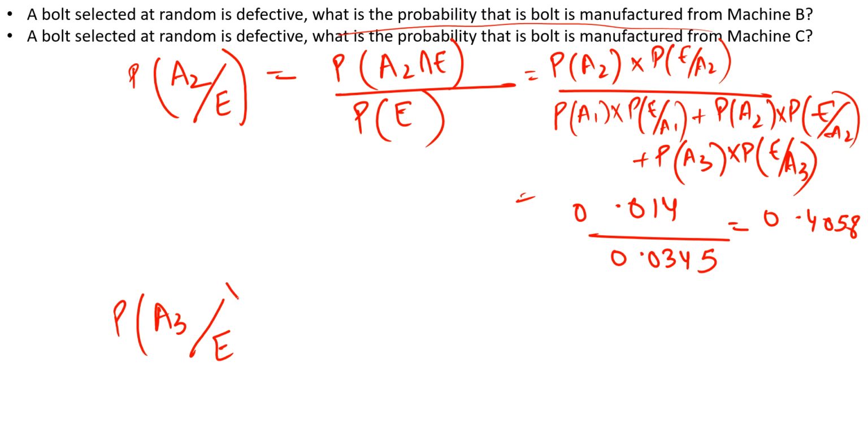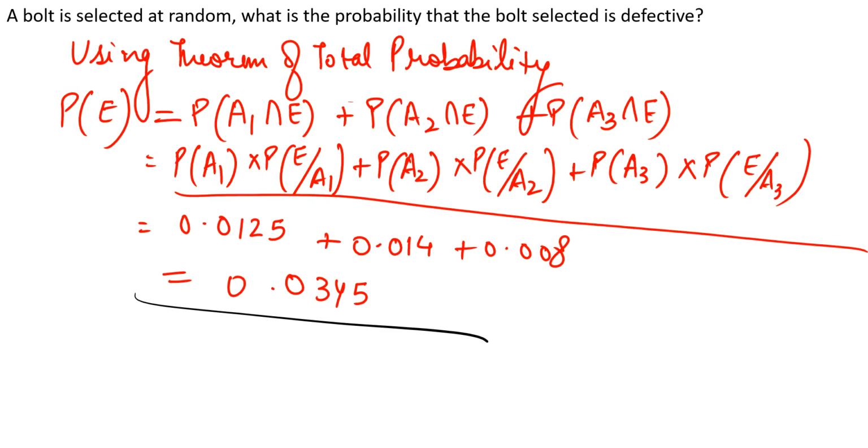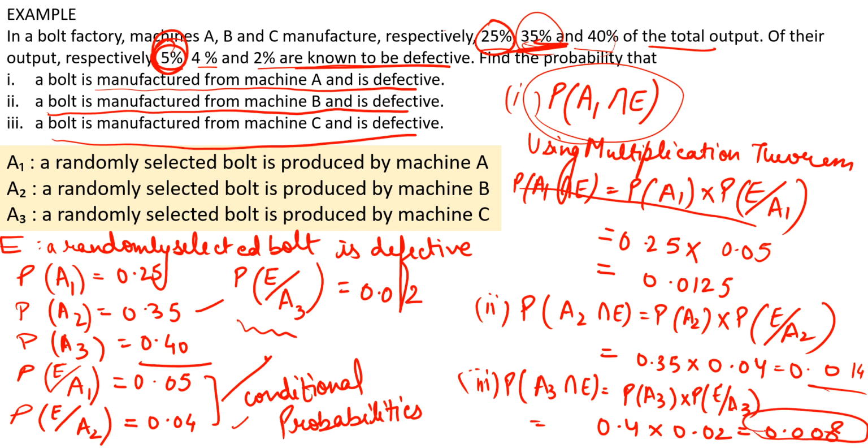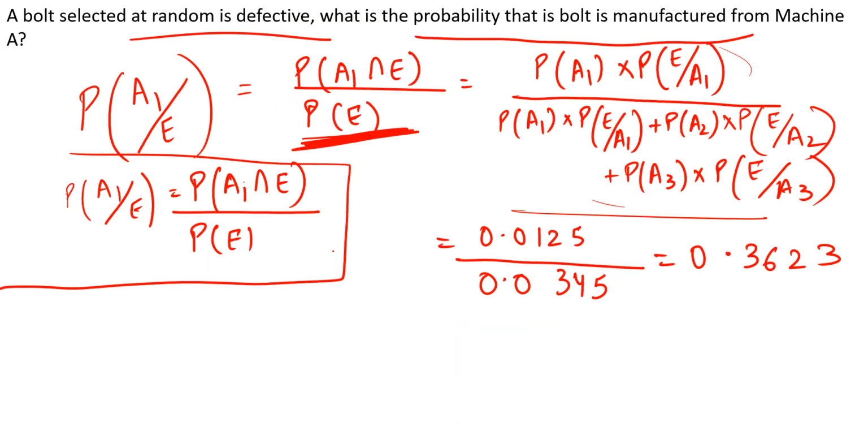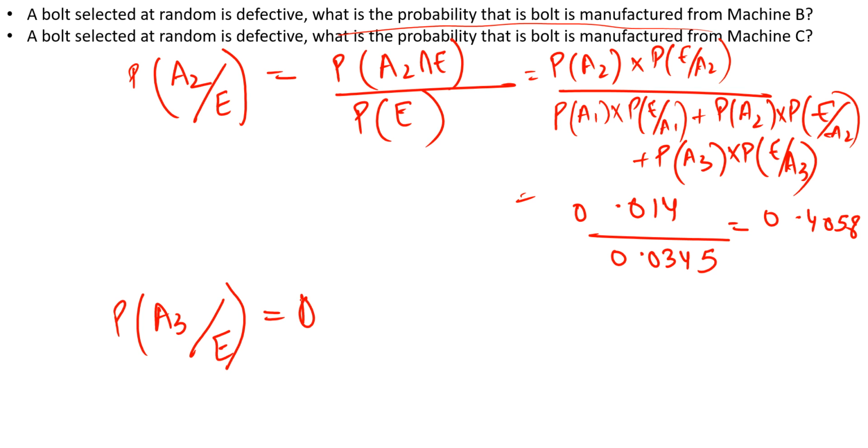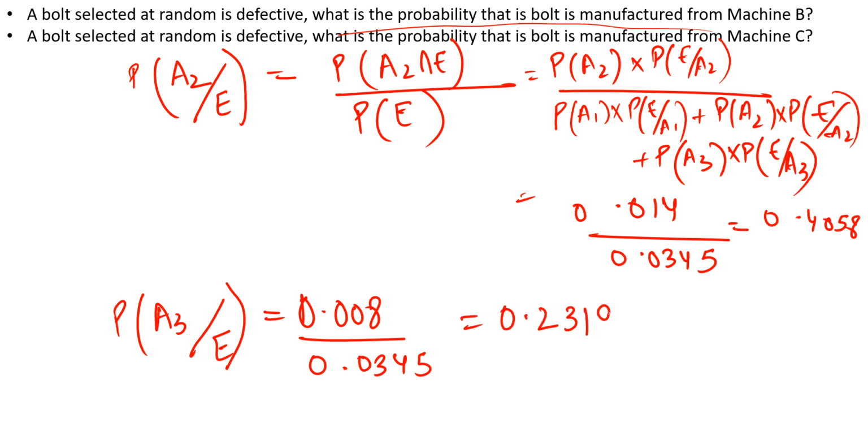Similarly, what is the probability of occurrence of event C or event A3, that the bolt is produced by machine C given that it is defective? We can simply put in the values from here. We have that the intersection is 0.008 and the total is 0.0345. So this is 0.008 upon 0.0345, which is equal to 0.2319. Right? So this is how we apply Bayes theorem.